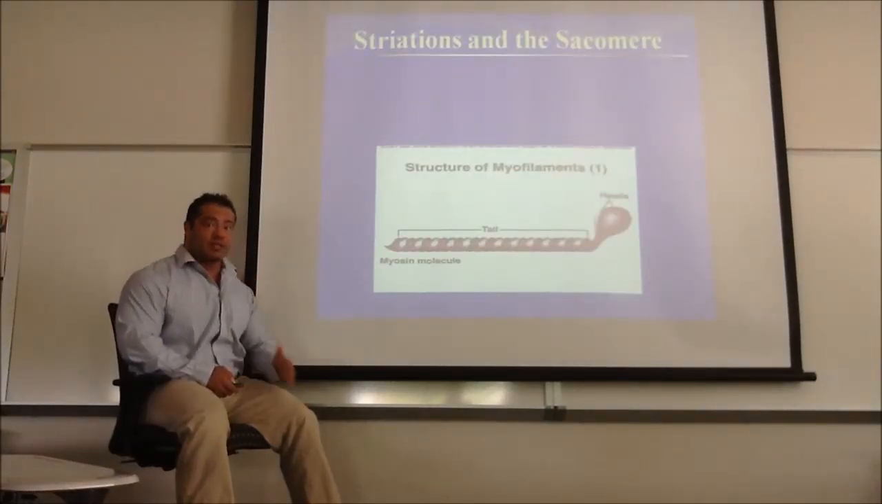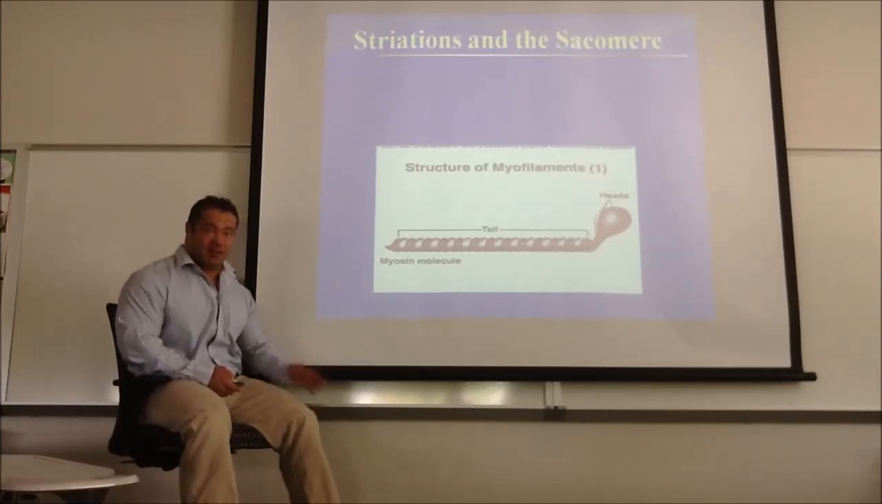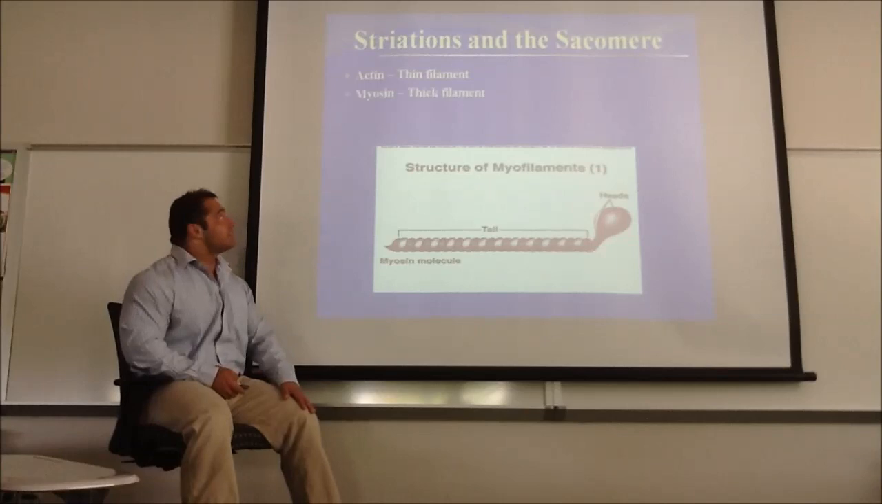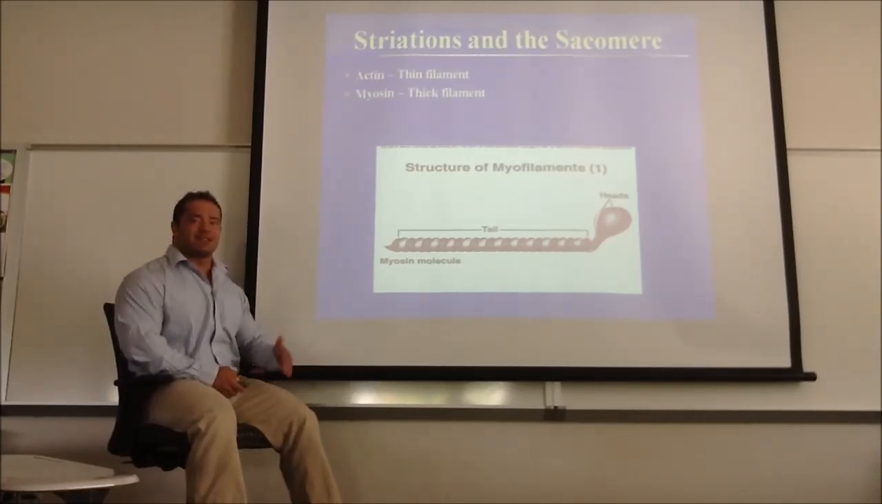Now, really important stuff. Essentially, the two most important proteins in a muscle cell, not an exaggeration, are actin and myosin. Actin is also known as a thin filament, myosin as a thick filament.